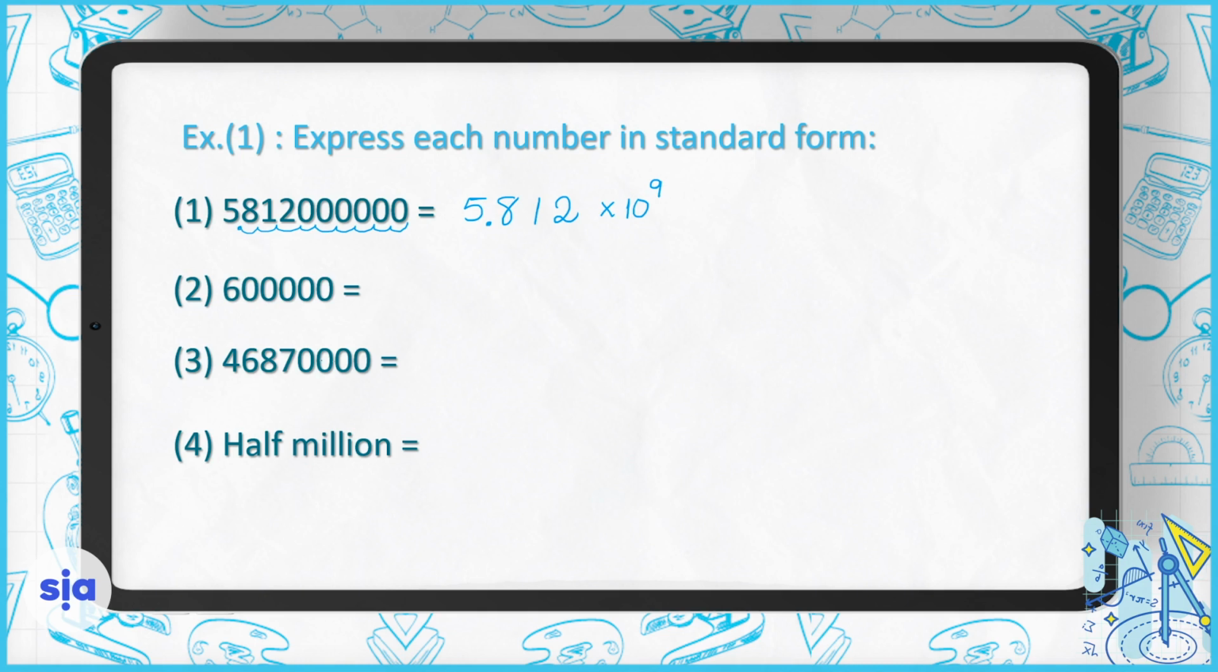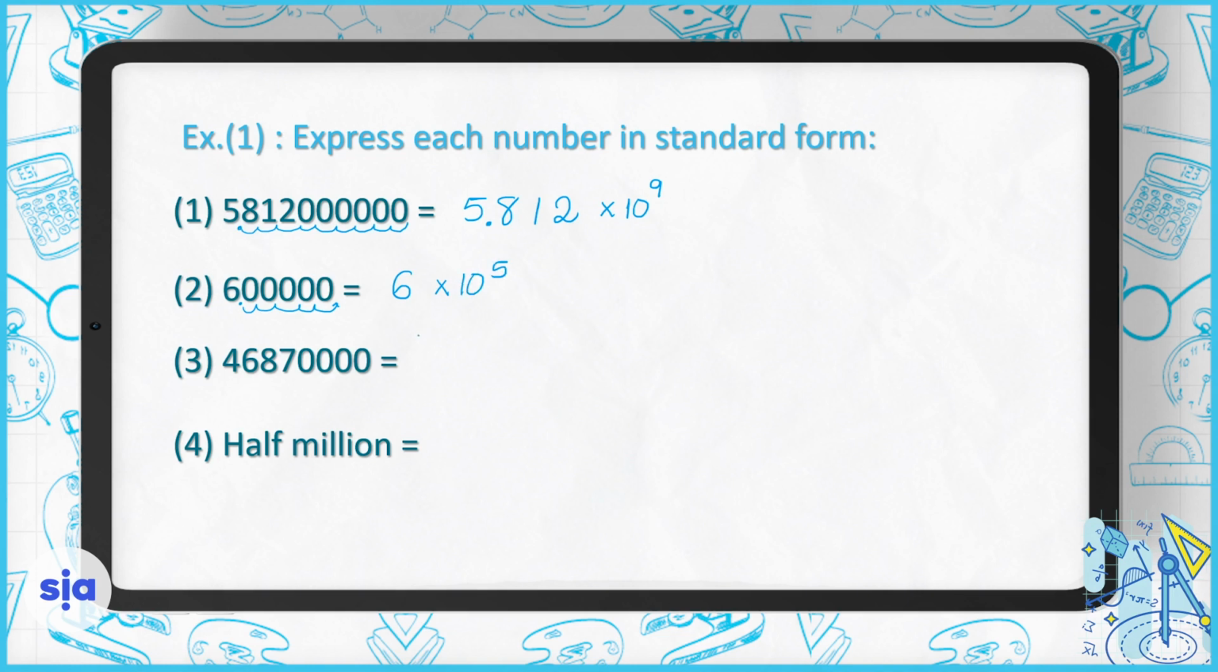Next one, question 2, the 600,000. Just write the digits that you have without zeros, 6. The decimal point is after the first one. Count how many places you will go to the right. 1, 2, 3, 4, 5. So it's times 10 to the power of 5.